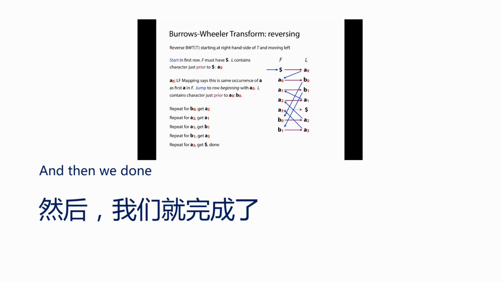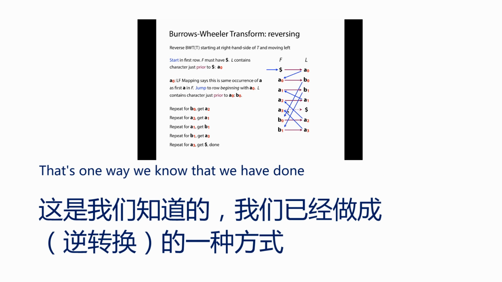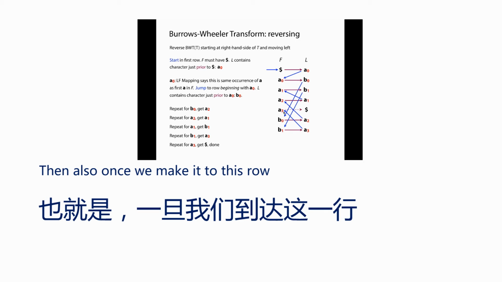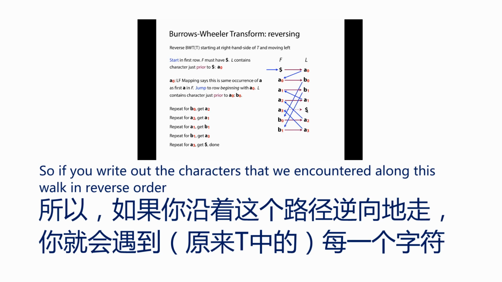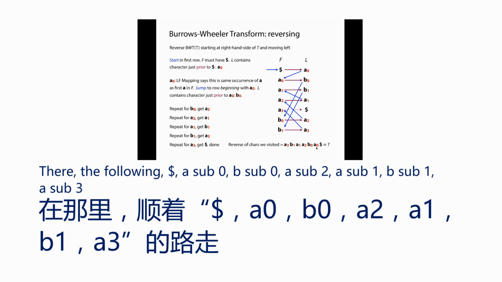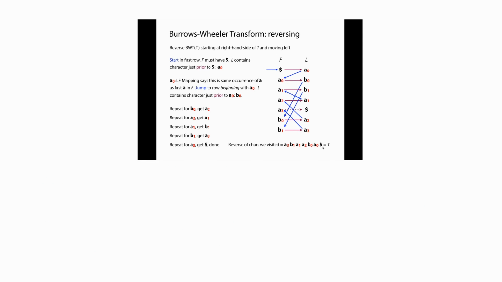And then we're done, because we can see, first of all, we know how many characters are in T, so that's one way we know that we're done. But then also, once we make it to this row, we can look in the last column and see that $ sign is there, and that tells us we've wrapped all the way around. So if you write out the characters that we encountered along this walk in reverse order, they are the following: $, A sub 0, B sub 0, A sub 2, A sub 1, B sub 1, A sub 3. That is indeed the original string T.